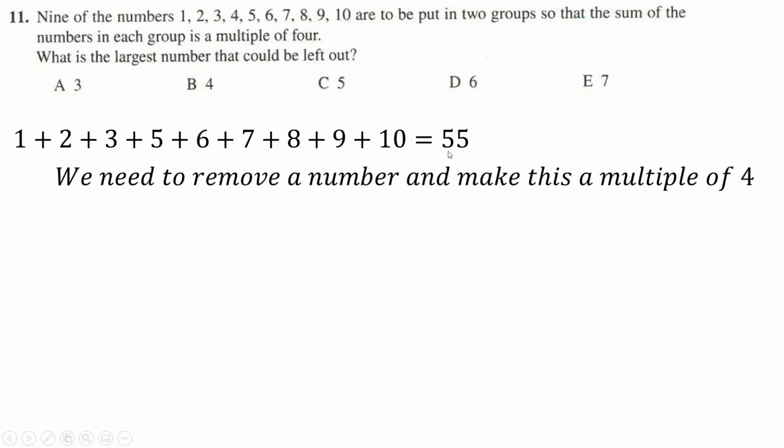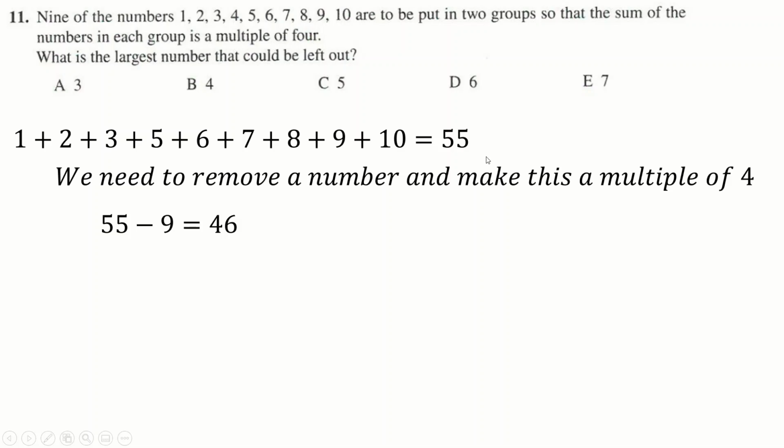Now, if I remove 9, the reason I'm removing from the top down is because the question asks what's the largest number that could be left out. So if I removed 1 and it worked, that's great, but then I would have to try 2 because it's looking for the largest. So let's work from the top down. Let's remove 9. Now, actually, the fact that 9 isn't in the answer list means that what I'm about to do is pointless.